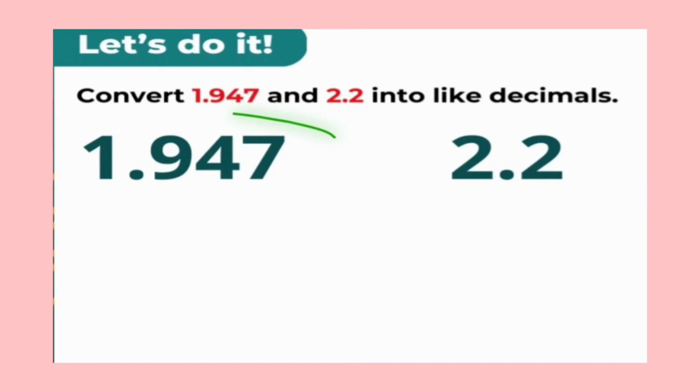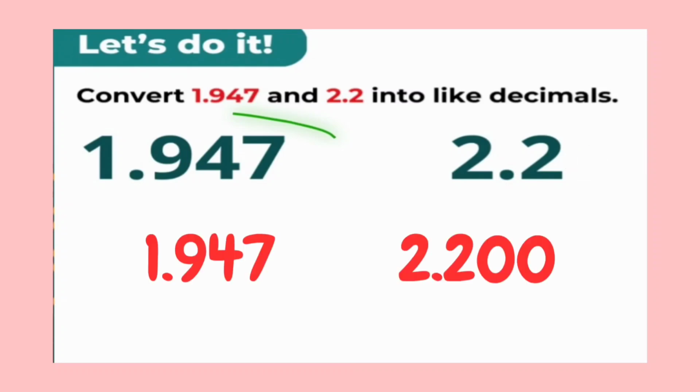But to convert decimal number 2.2 into like decimal of 1.947, we have to put 2 zeros after the decimal place of 2. By converting into like decimals, both decimal numbers are seen as follows: 1.947 and 2.200. Like this, you can convert any decimal numbers into like decimals. Try it with another example on your own to make it easy.